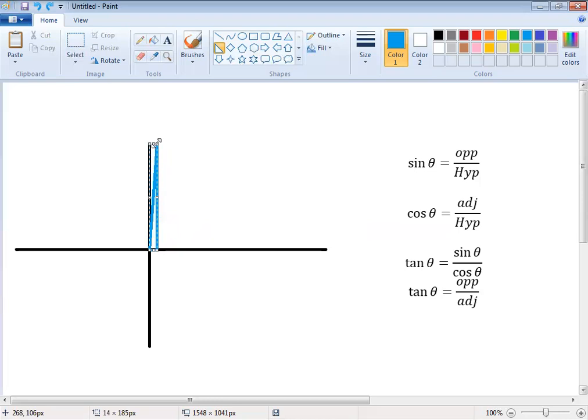What happens when I just come to 90 degrees? Do you see what happens to the opposite in the hypotenuse? Hypotenuse तो खत्म नहीं हो रहा, hypotenuse नहीं.